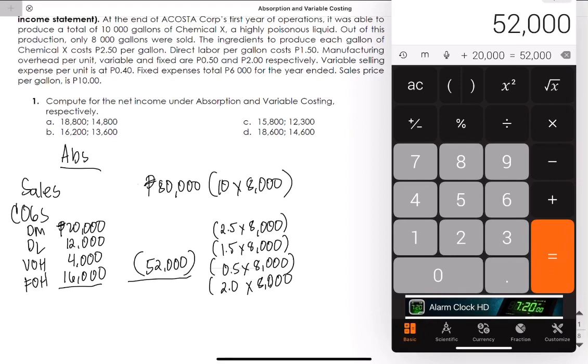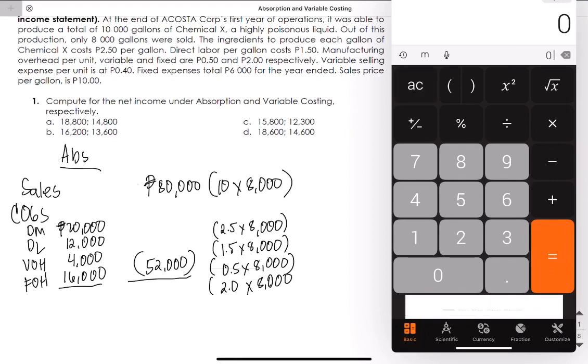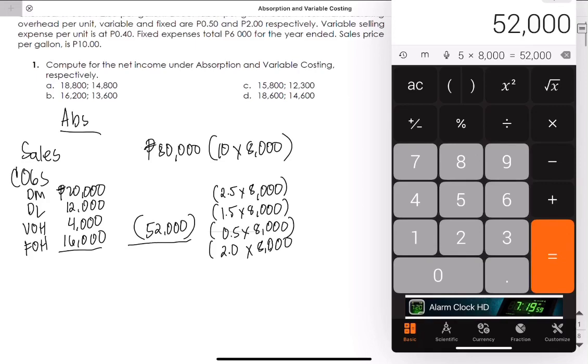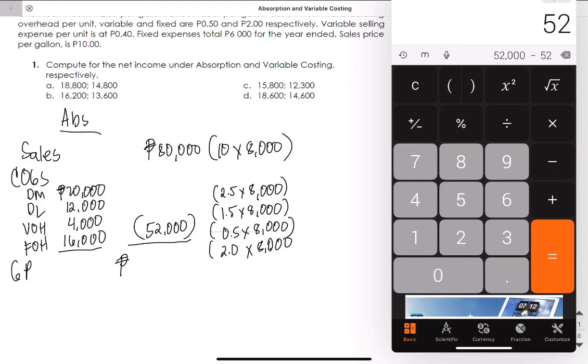So basically it's just the same, no? When we first compute the cost of goods sold per unit, that is 2.5 plus 1.5 plus 0.5 plus 2, so we have 6.5. Then multiply this by the total number of units sold, 8,000, and that will still give you 52,000. Here we just computed them individually, so the answer should be the same. So 80,000 less 52,000, we have 28,000 gross profit.